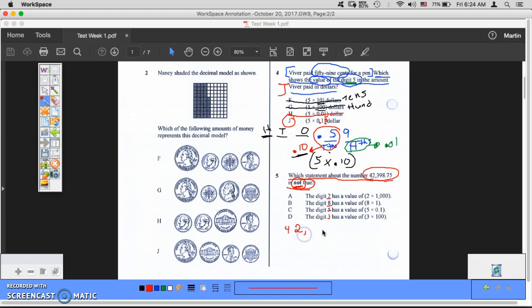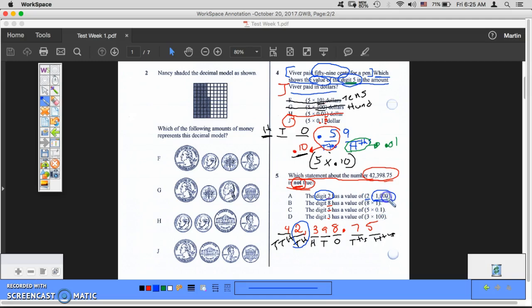So it's 42,398 and 7,500. So if I put this in my place value chart, the 5 is in the hundreds place, the 7 is in the tenths place, the 8 is in the ones, 9 is in the tens, the 3 is in the hundreds, the 2 is in the thousands, and the 4 is in the 10,000s place. Okay? So let's see, letter A. The digit 2 has a value of 2 times 1,000. Well, look in the thousands place. That's what it's telling you right here.